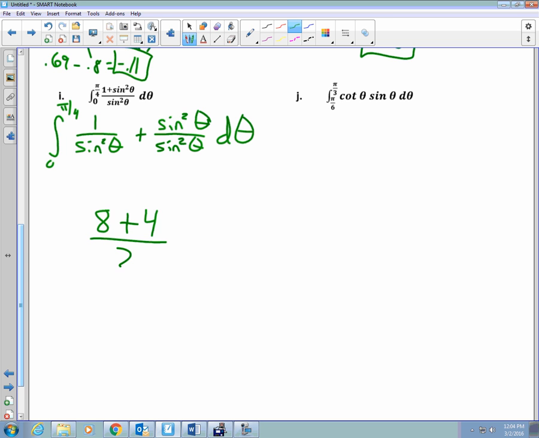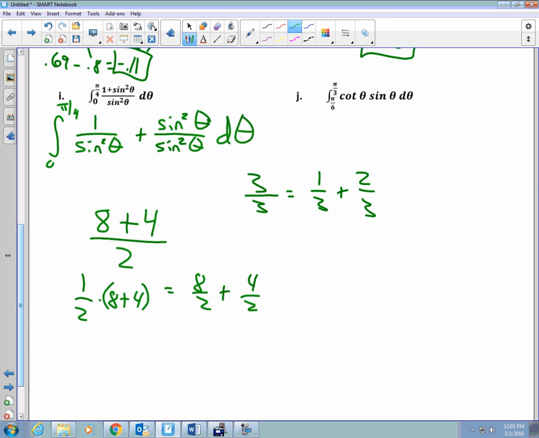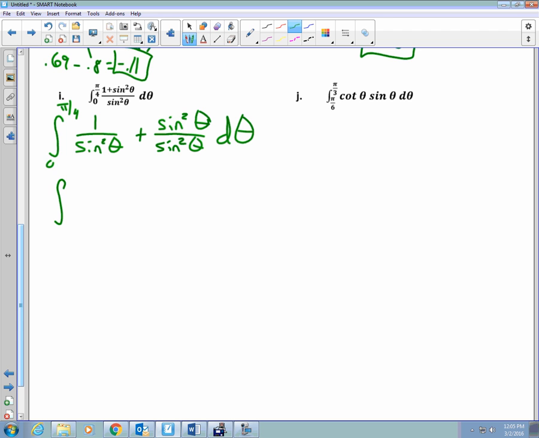This is a common piece that a lot of people wonder about. If you have 8 plus 4 divided by 2, that's the same thing as 1/2 times the quantity 8 plus 4, correct? Which is the same as 8 over 2 plus 4 over 2, right? So you can always take a fraction like that, and if you have one term in the denominator, split it up. We're just rewriting the fraction. Very good. So this becomes the integral from 0 to pi over 4 of cosecant squared of theta plus 1 d theta. Now, that's much easier to take the antiderivative of.